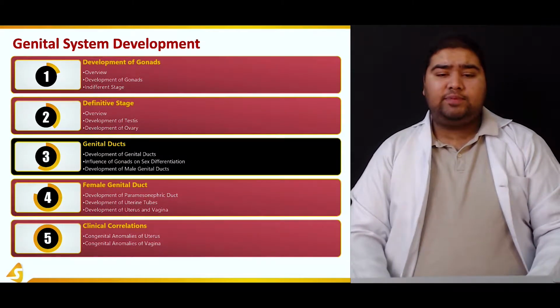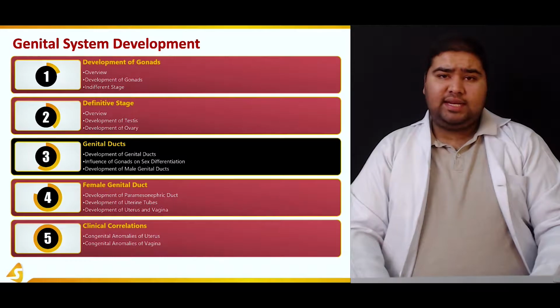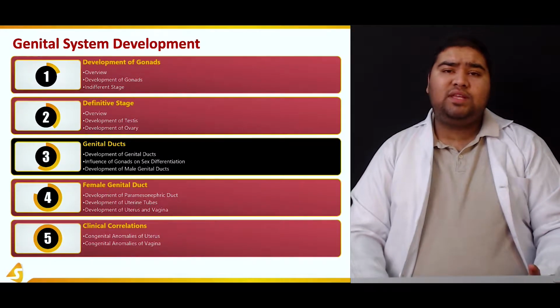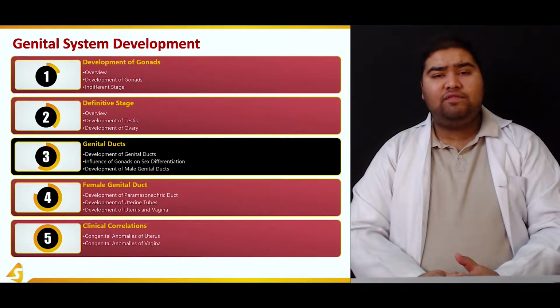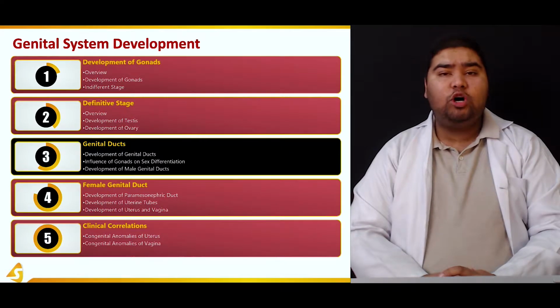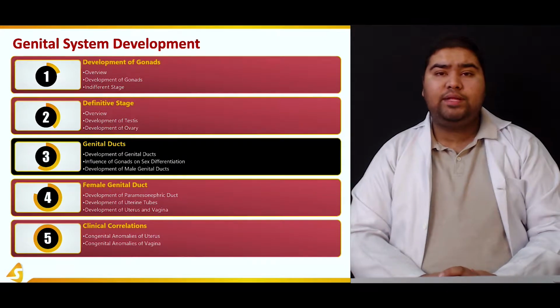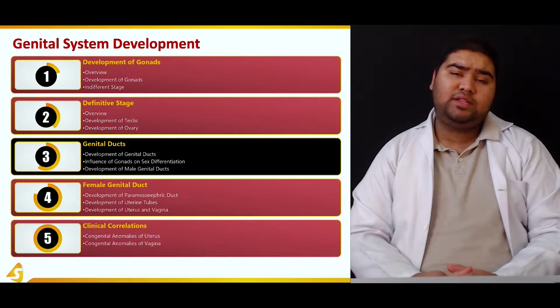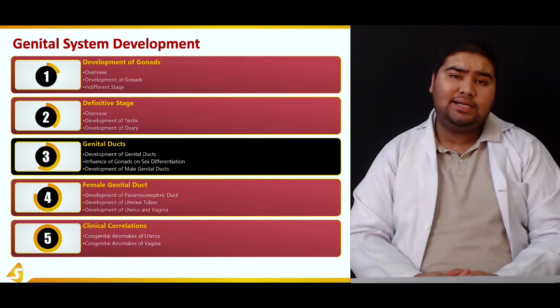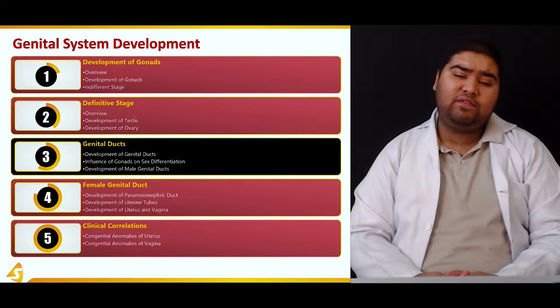So this section has been divided into the development of the genital ducts. We'll see what components of the genital ducts are there in males and females and how they develop, from what embryological origins exactly. Then we'll see the influence of gonads on this sexual differentiation and development of these ducts in both the males as well as the females.